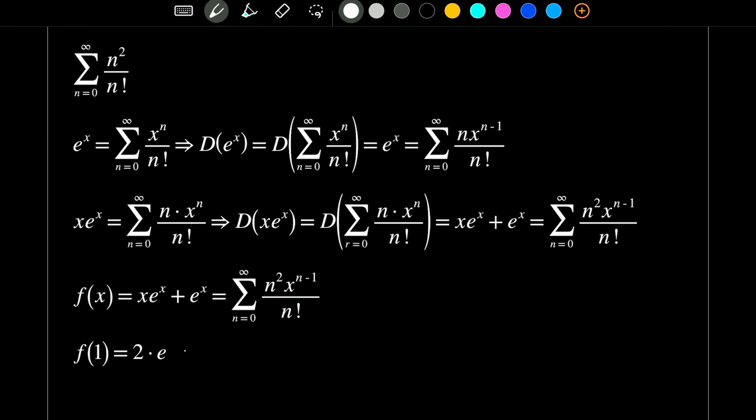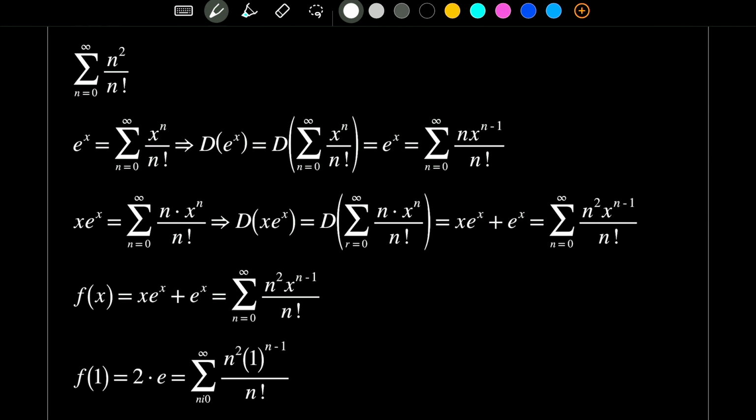And then on the right-hand side of our equation, we're still going to get our sum from n equals 0 up to infinity, and then n to the power of 2, and then times 1 to the power of n minus 1, all over n factorial. Now notice that 1 to any power is just going to be equal to 1. Now we can rewrite this as the sum from n equals 0 up to infinity of n squared over n factorial. And that, believe it or not, is our answer.